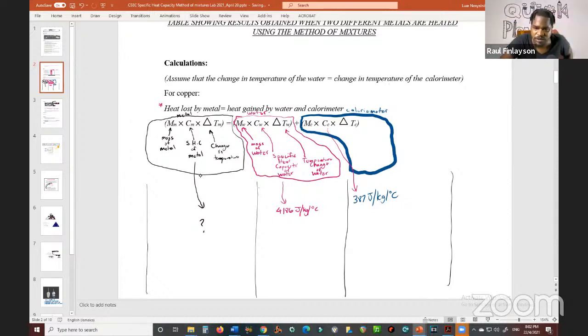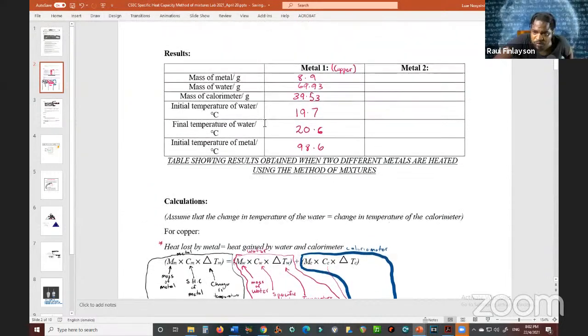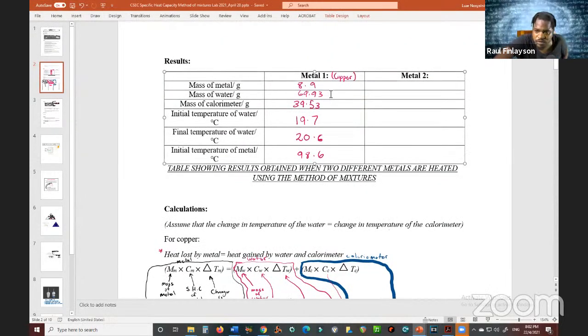So the mass of the metal now. But I have to go in the data and find all of that. All right, guys, just give me a couple more minutes to finish this and we get this up here.